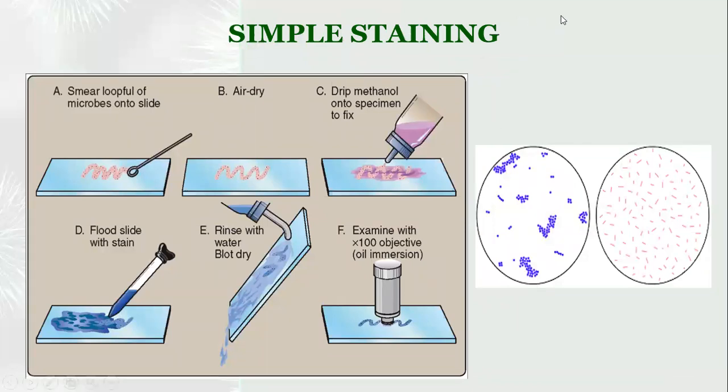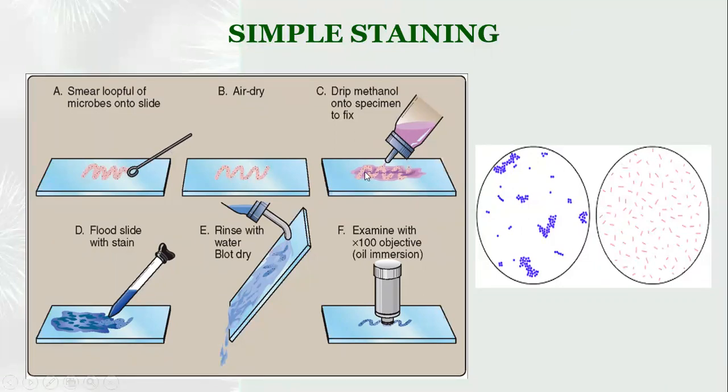The first one is simple staining, also known as monochrome staining. As I told you earlier, simple staining includes only a single dye. Before the staining process, first you need a suspension of bacterial culture and a clean glass slide. Using an inoculation loop, the bacterial suspension is taken and spread on the surface of the glass slide, and then it is air dried.